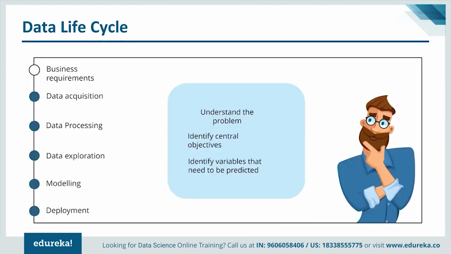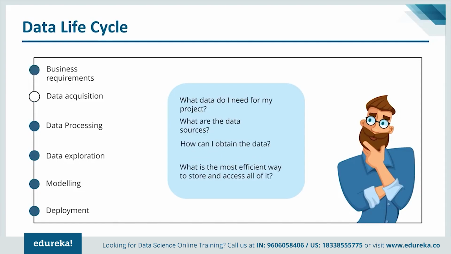Before you even start on a data science project, it is important that you understand the problem you're trying to solve. So in this stage, you're just going to focus on identifying the central objectives of the project, and you'll do this by identifying the variables that need to be predicted. Next up, we have data acquisition. Now that you have your objectives defined, it's time for you to start gathering the data. Data mining is the process of gathering your data from different sources. At this stage, some of the questions you can ask yourself is, what data do I need for my project?